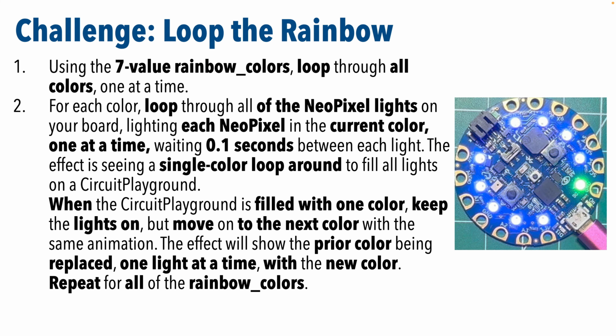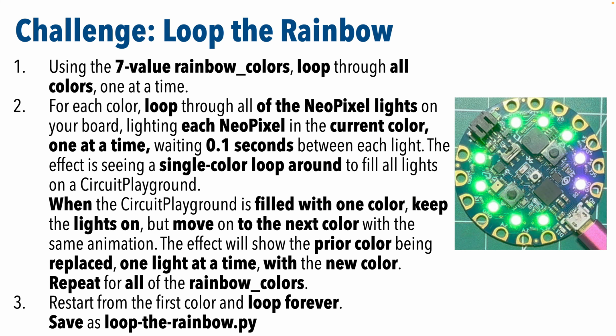And when the CircuitPlayground is filled with one color, keep the lights on, but move on to the next color with the same animation. The effect will show the prior color being replaced one light at a time with the new color. That should be repeated for all the rainbow colors, then restart from the first color and loop forever. When completed properly, you should see fabulousness similar to this example. Then save this when you're done as looptherainbow.py.